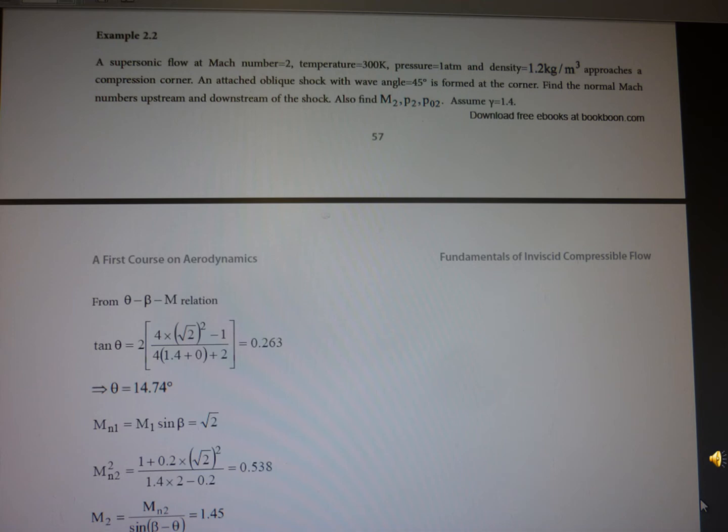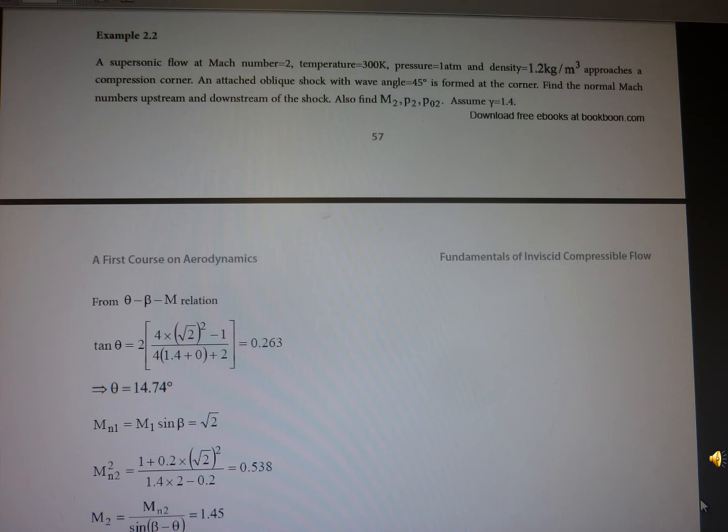So in this case, from the equation that shows the relationship of theta, beta, and M, we can write down the equation. Tangent theta is equal to 2 multiplied by the square root of 2 squared minus 1, divided by 4 minus 1.4 plus 0 plus 2. So you get 0.263. So in this case, theta is equal to 14.7 degrees.